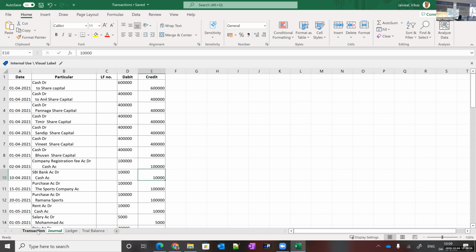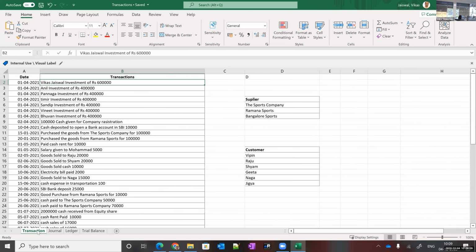Third one, again somebody is coming. Okay, you have done all the things, so go to transactions first. Look at this: 1st April, row number 2, 3, 4, 5, 6, up to 8. Row number 2 to 8 are all investments only, because all of them are different names. So all these can be one single entry, only one entry.